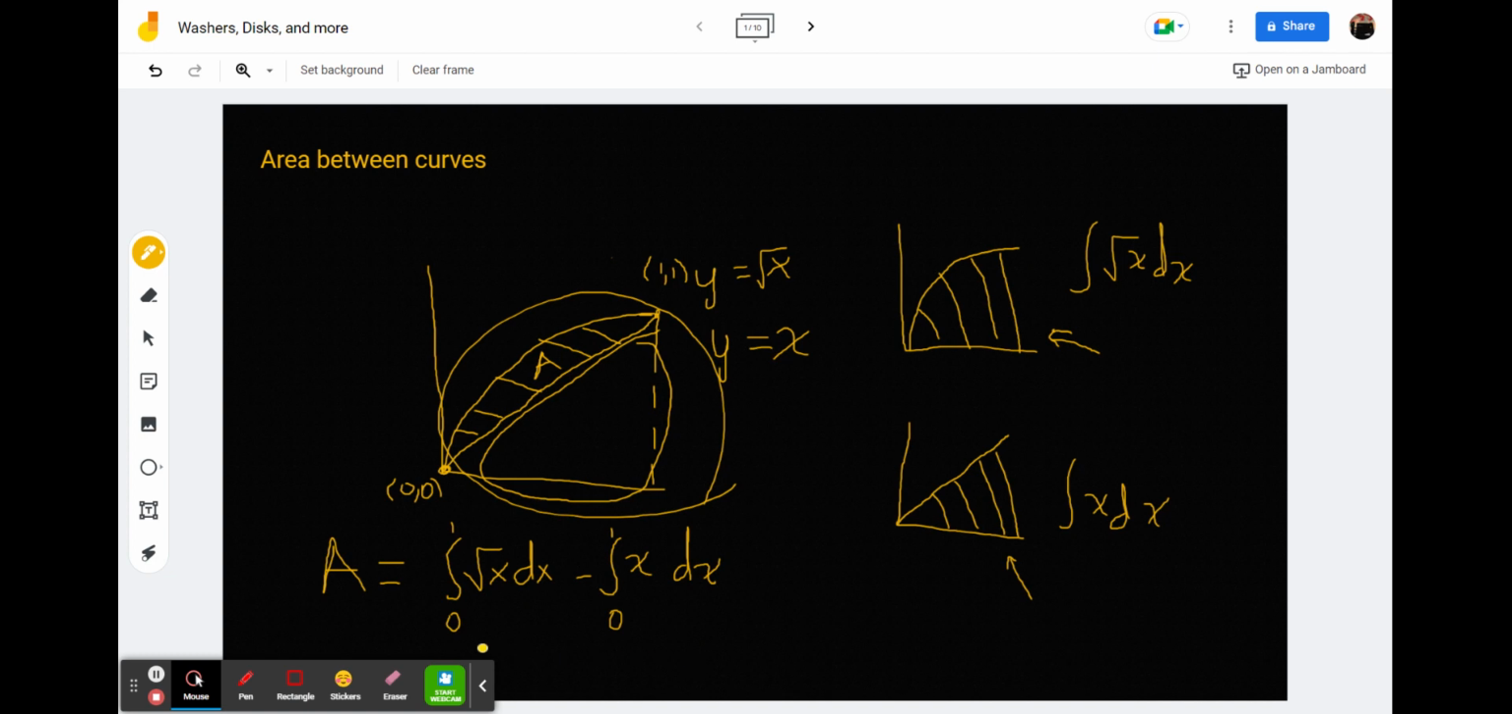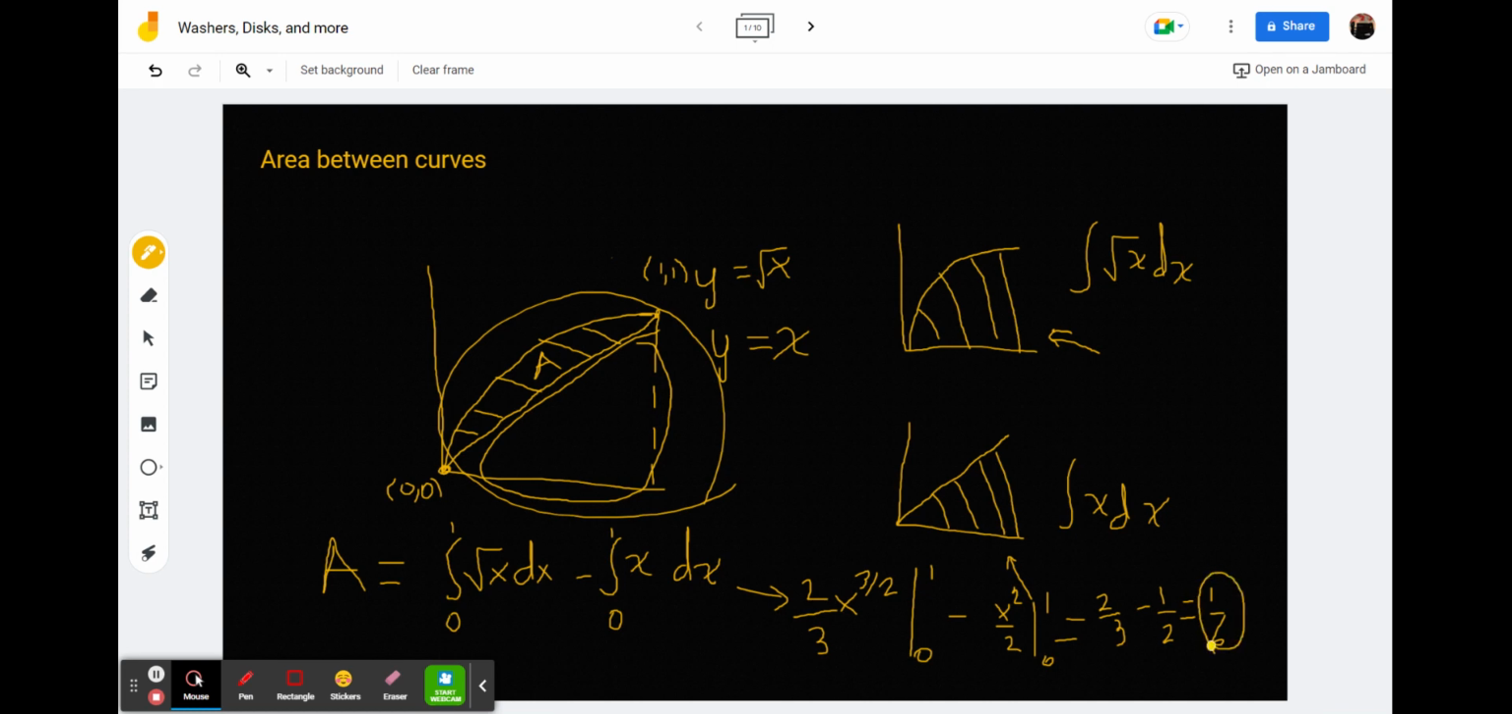Of course, if we evaluate this integral, we'll get, I'll move this over here, x to the 3/2 times 2/3 bounded from 0 to 1, minus x squared over 2 from 0 to 1. Which is equal to 2/3 minus 1/2, which is ultimately equal to 1/6. And that is the area of A.